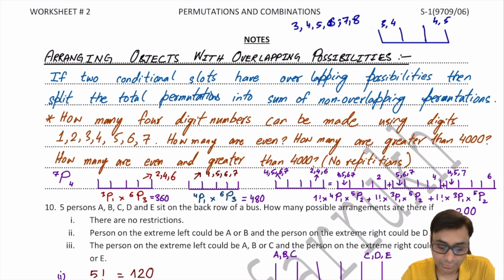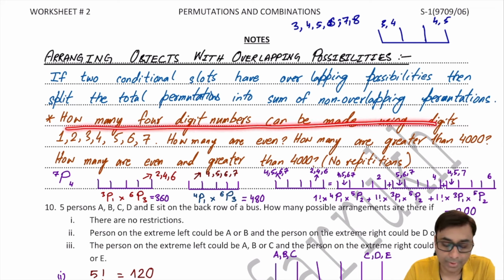So this is basically what happens in cases where you have overlapping possibilities. And wherever you have overlapping possibilities, what you would do is split it up. You will first find all arrangements with putting 3 here, then you will find all arrangements with putting 4 over here, and then you will add them up. For example, if it says how many 4-digit numbers can be made using 1, 2, 3, 4, 5, 6, and 7.